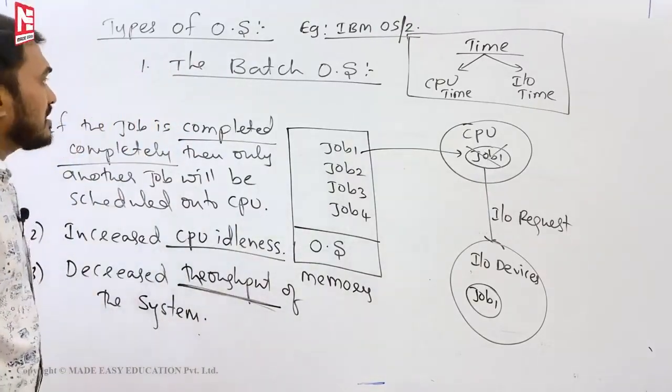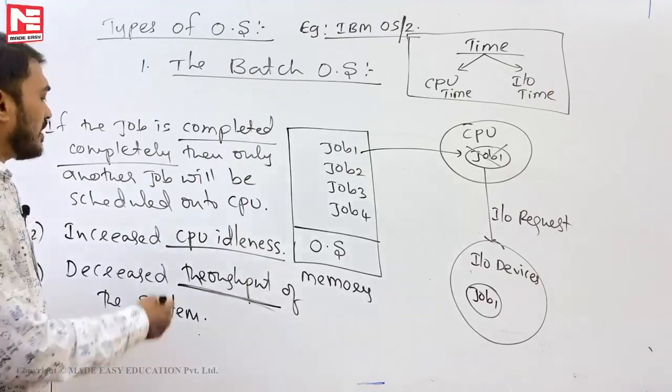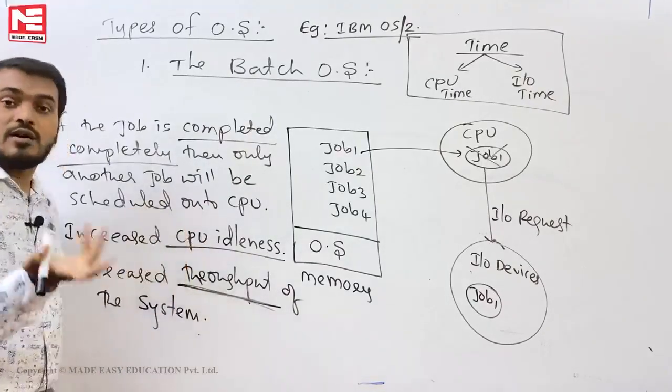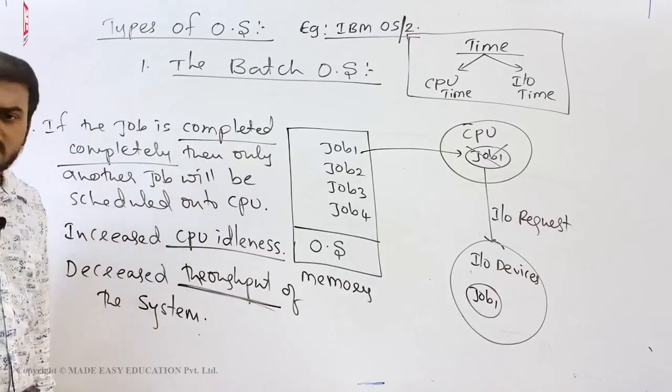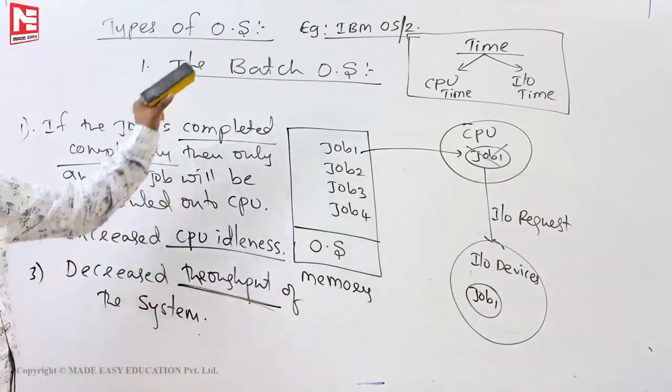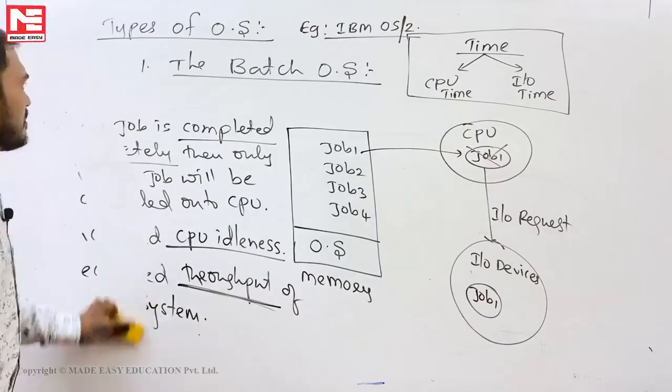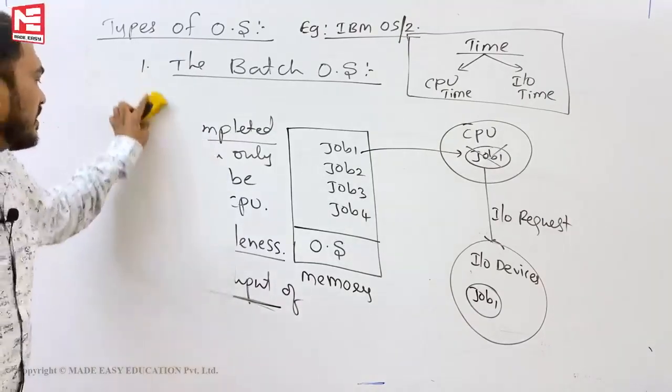So that is the basic problem. What is the major problem in this? CPU idleness is high, increased CPU idleness. If the CPU idleness is high, obviously the throughput of the system will decrease. So the example is IBM OS/2. That is the batch operating system.